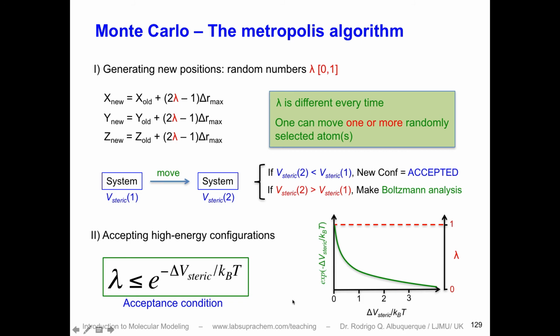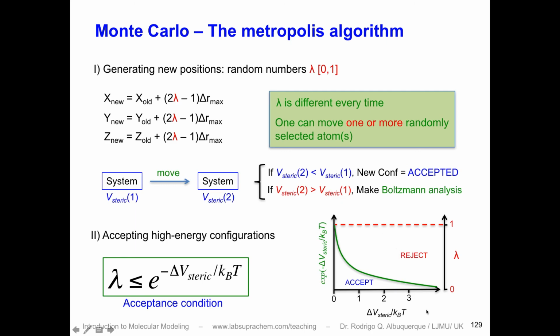Now, the region below this green curve is the accept region. The region above is the reject region. Now, we need to generate a random number, and if this random number falls underneath this green curve, we just accept the configuration. If it's above this line, we reject this new configuration. So this analysis is just valid for the case where the new energy is higher than the previous energy.